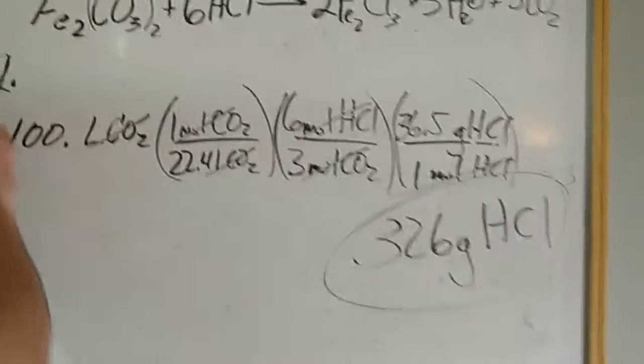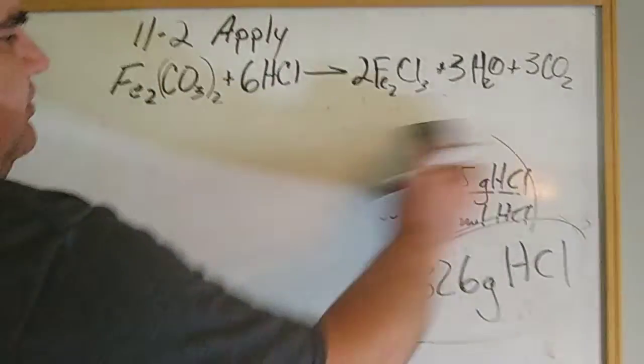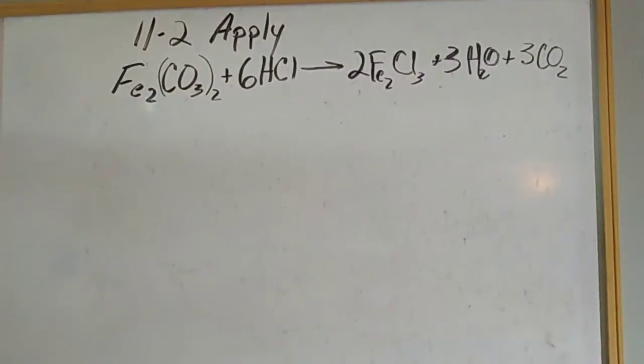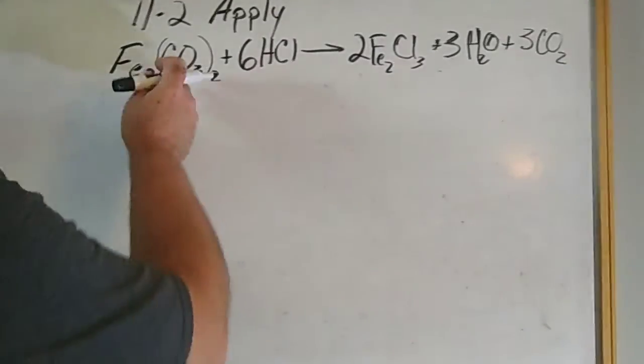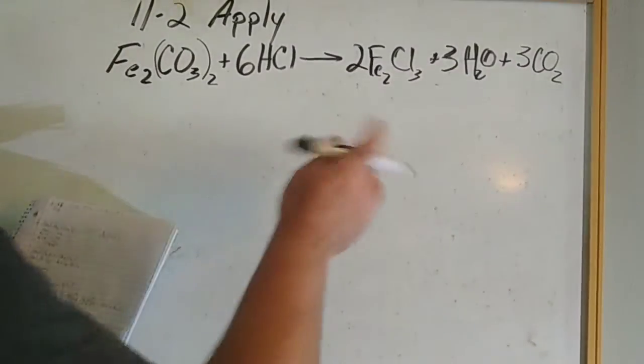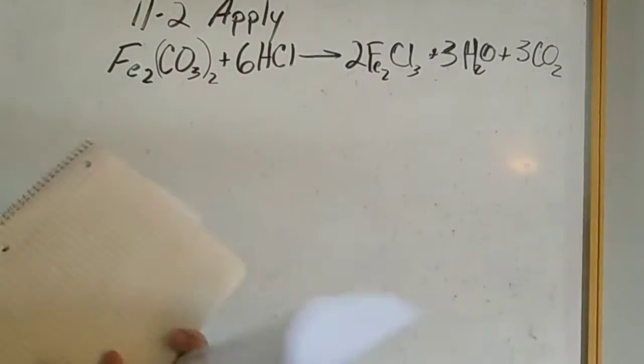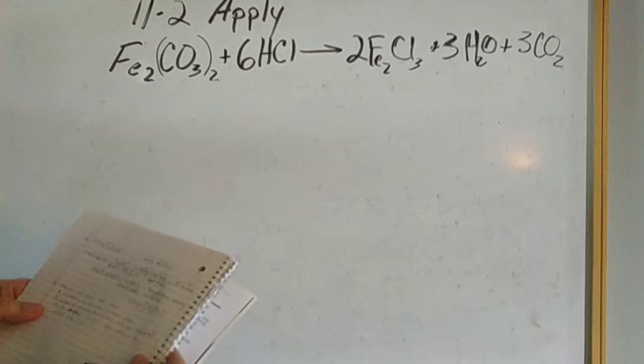Okay. That takes us to number 3. Another 2-stepper, which is saying it wants to know how much iron carbonate we are going to get if we have a certain amount of, I think, iron 3 chloride is what we're starting with on this one.